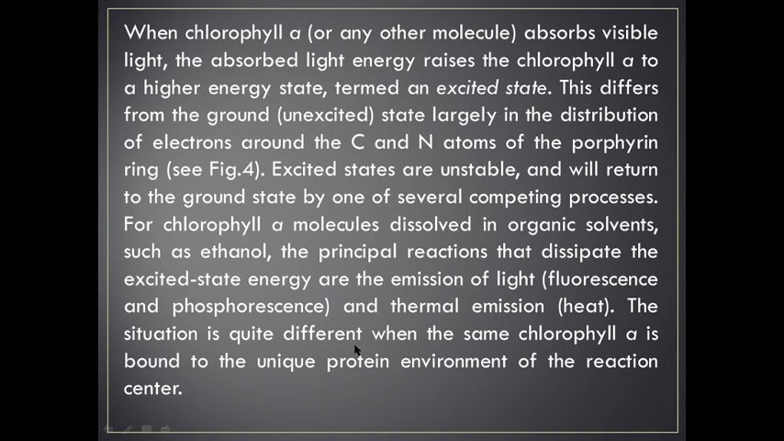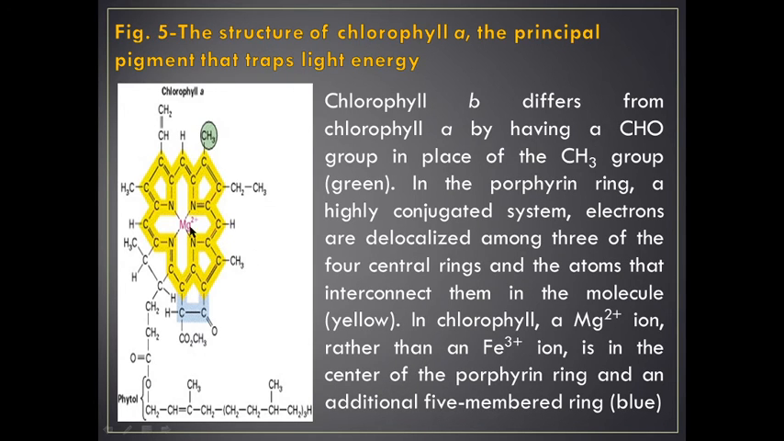The situation is quite different when the same chlorophyll A is bound to the unique protein environment of the reaction center. See, this is the structure of chlorophyll A. Chlorophyll B differs from chlorophyll A by having a CHO group in place of the CH3. Now in place of CH3, CHO is present in chlorophyll B.